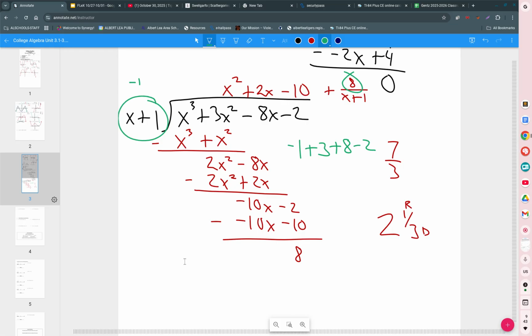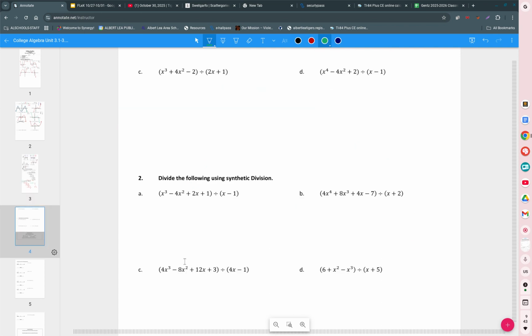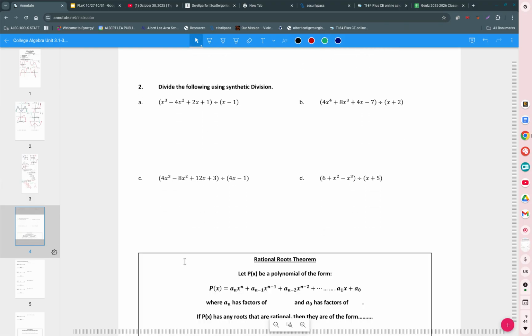You can always check to see what the remainder is by simply taking the solution to the divisor and plugging it into the polynomial. It'll tell you right away. That's kind of cool, isn't it? I don't know about you guys, but I'm not really into the whole long division thing. Are you? I would like a quicker and faster way.